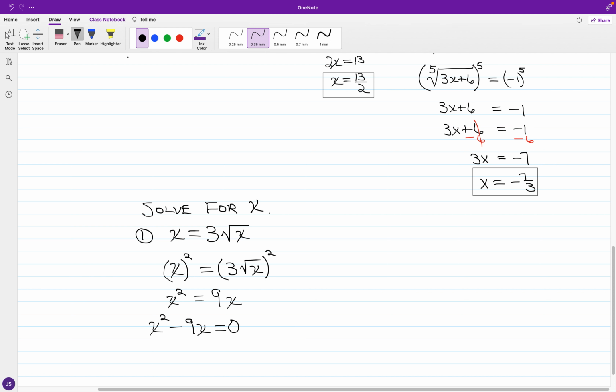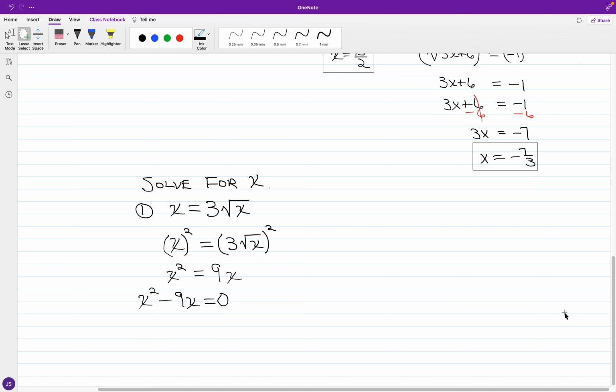So setting equal to 0, we have x squared minus 9x, and here with the difference of variable terms, we'll have a common factor of x, and x will go into x squared x times, and x will go into negative 9x minus 9.